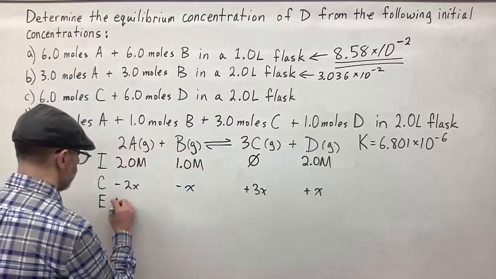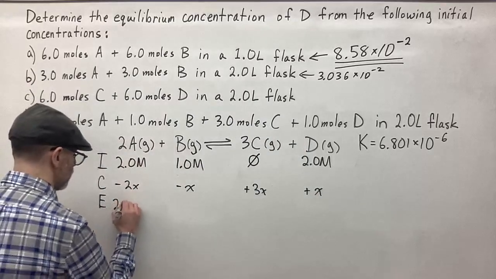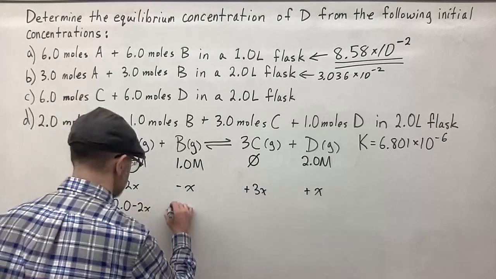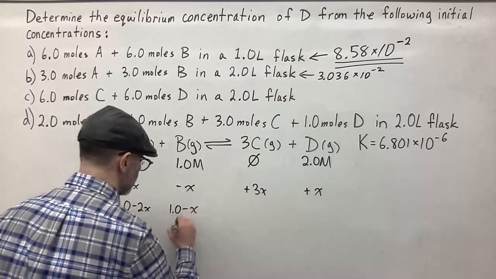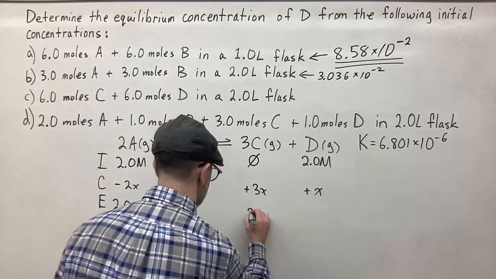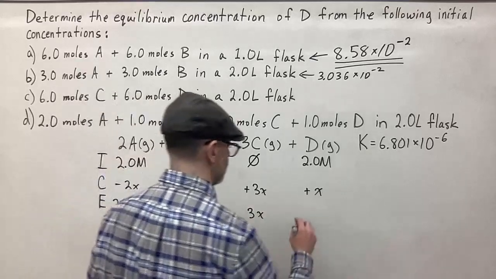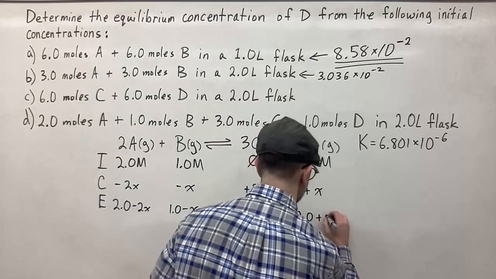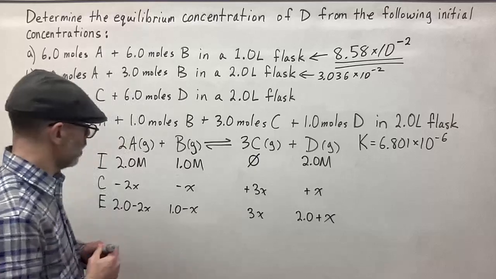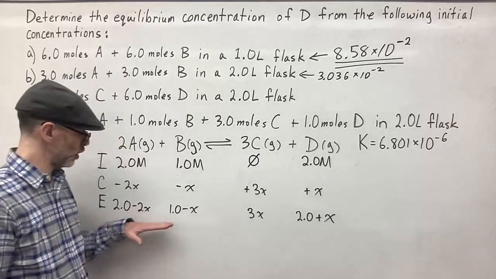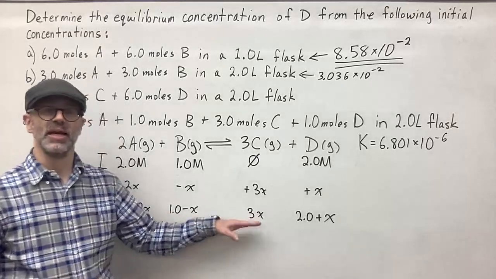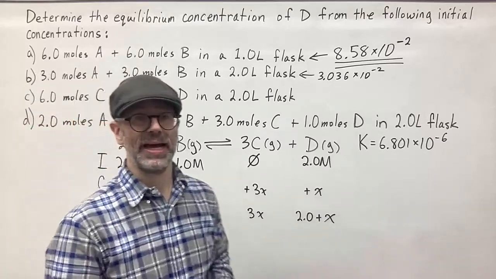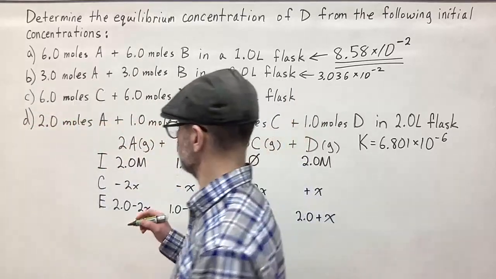So now we can add these together. So this is going to be 2.0 minus 2X. This is going to be 1.0 minus X. This is just going to be 3X. And this is going to be 2.0 plus X. So now that I have my equilibrium concentrations in terms of X, I can now plug this into my K expression. And let's remind ourselves what the K expression was.